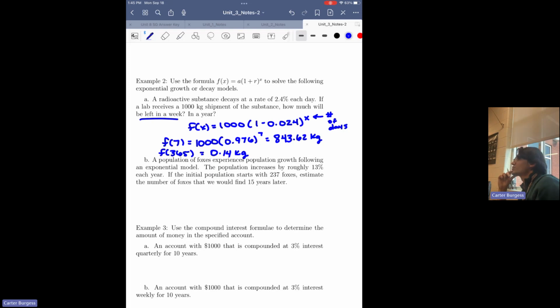All right, questions with our radioactive, or not radioactive, but just exponential growth and decay models. Yeah, it's just the R would be negative instead of positive. Exactly.